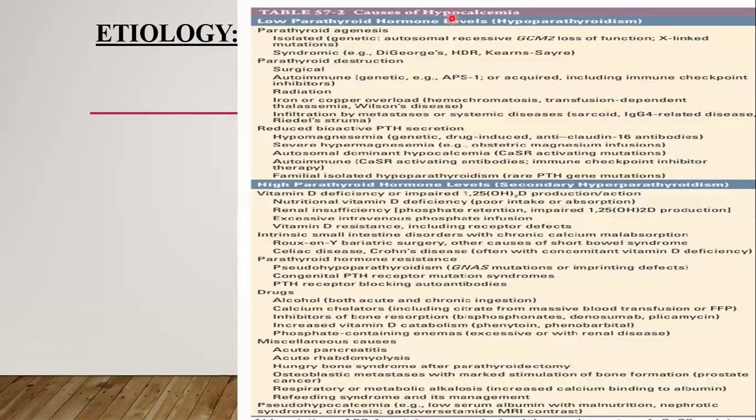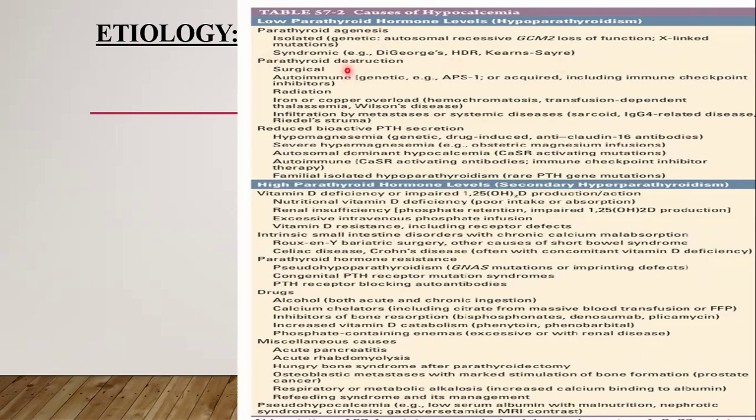What are the causes of hypocalcemia? It can be divided into two: with low parathyroid hormone levels, that is hypoparathyroidism, and with high parathyroid hormone levels, that is secondary hyperparathyroidism. So what are the causes of hypoparathyroidism? It can be due to parathyroid agenesis, either genetic causes or X-linked mutations, or syndromic, as in DiGeorge syndrome, Kearns-Sayre syndrome.